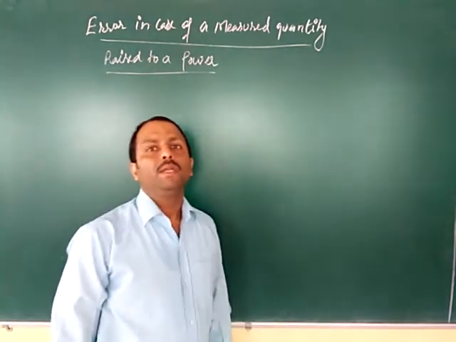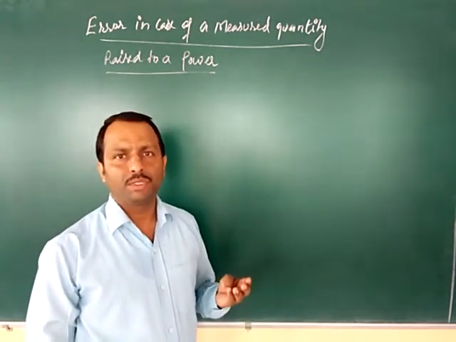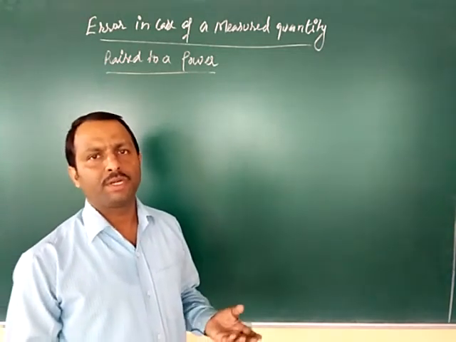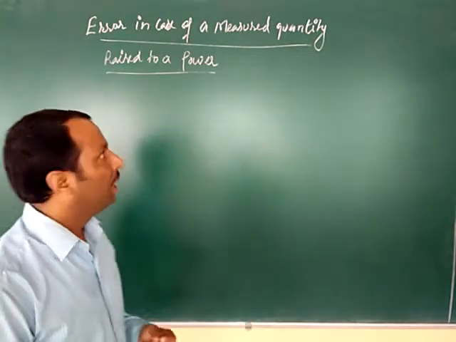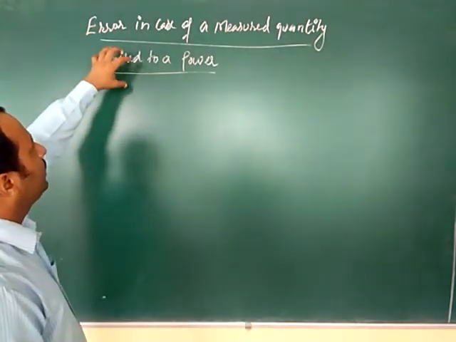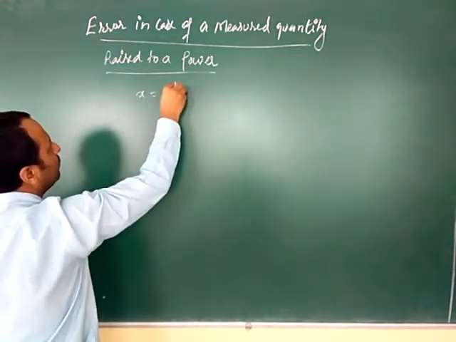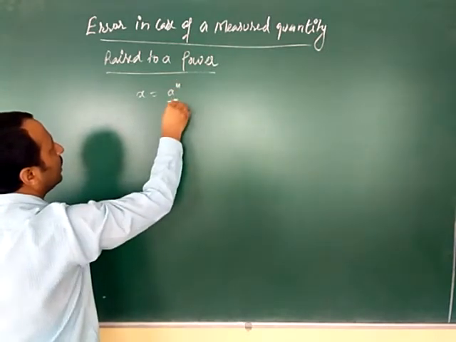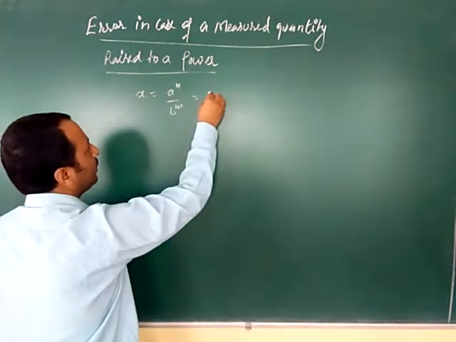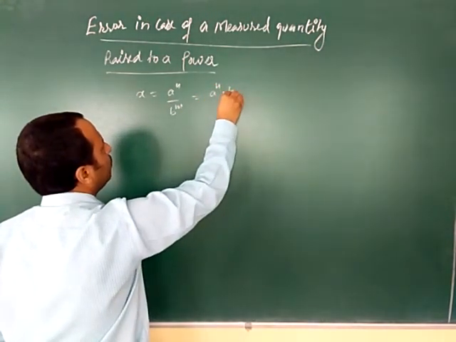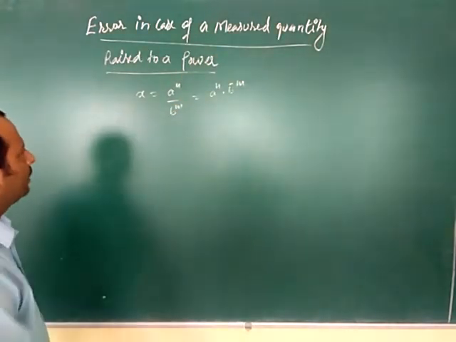Good morning, students. In the previous lectures, we have studied errors due to a sum, errors due to a difference, error due to a multiplication, error due to a division. Now, let us see what will happen if a quantity is raised to the power. So, x is equal to a to the power n upon b to the power m. Can it be written as a to the power n into b to the power minus m? Yes, mathematically it can be written as.